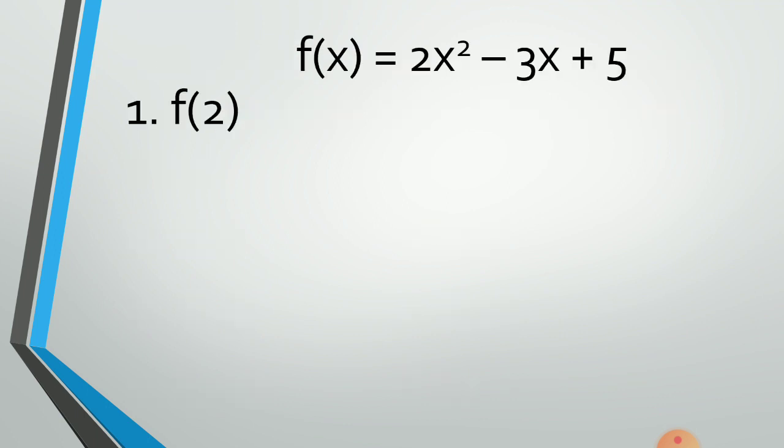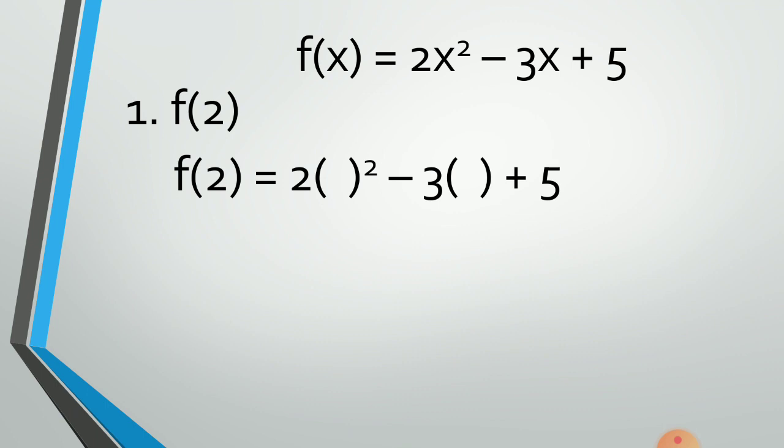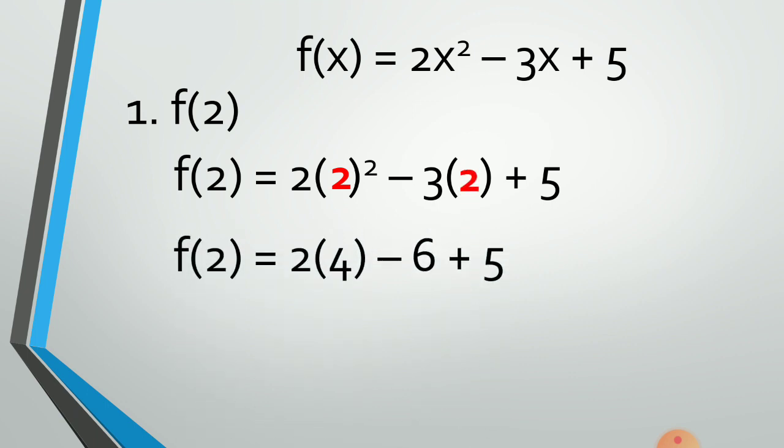So let us evaluate f of 2. The given value of x is 2. Then replace all the variables x in the equation 2x squared minus 3x plus 5. So that will now be 2 times 2 squared minus 3 times 2 plus 5. Then simplify further. 2 squared means 2 times 2, and 2 times 2 is equal to 4. Then negative 3 times 2 is negative 6. Then copy plus 5.